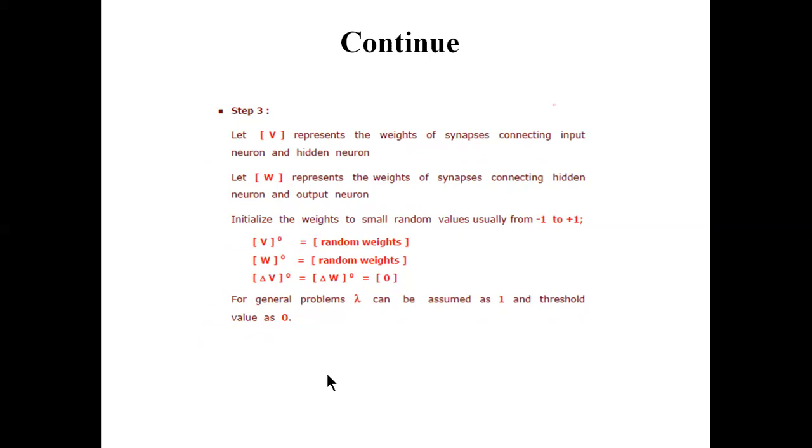Coming to step 3. Let the V matrix define the weight of the synapse between input neuron and hidden neuron, and let the W matrix define the weight between hidden neuron and output neuron. After that we need to initialize the weight values to small random values between -1 and +1. So V0 defines the random weights, and W0 also defines the random weights. Initially, we define delta V, the change in weight between input neuron and hidden neuron, and delta W, the change in weight between hidden and output neuron, as all 0. Next, for a generalized problem, lambda can be assumed as 1 and the threshold value as 0.